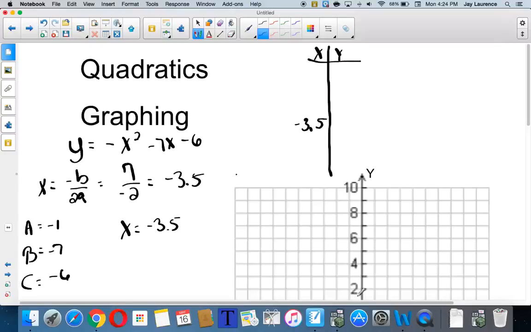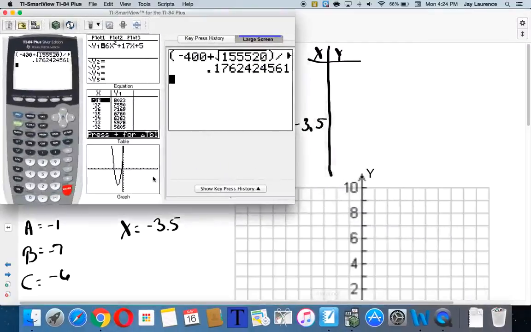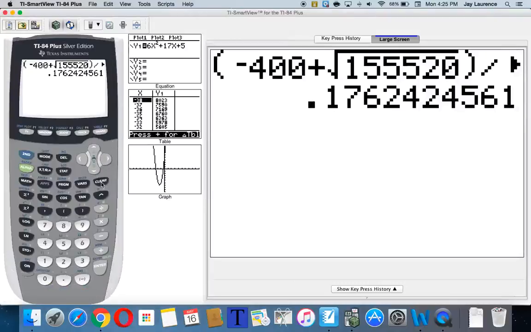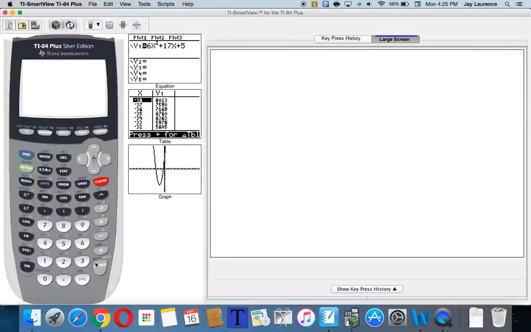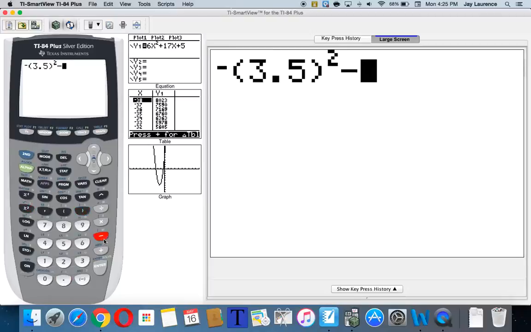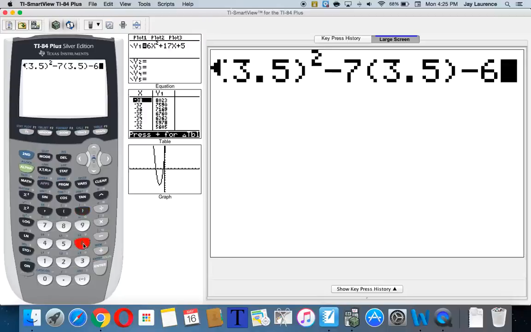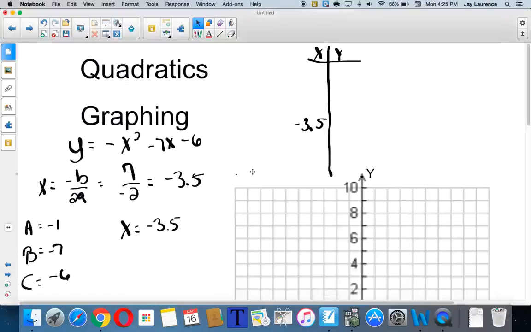All right, so I'm going to go to my graphing calculator here, and let's see. Okay, so I am going to substitute in, let's see, it was the negative of 3.5 squared minus 7 times 3.5, and then minus 6, I believe, was the equation. Now, I'm just going to go back and double check, because if I have a mistake there, of course, yep, I do have a mistake. It's going to be -3.5. Good thing I double checked my work.